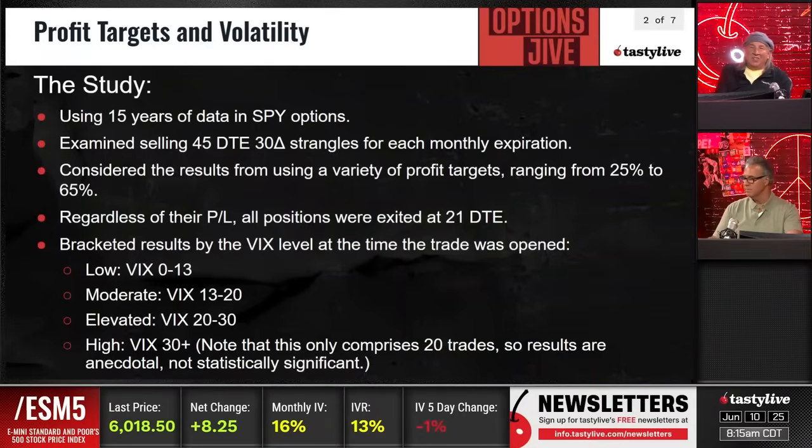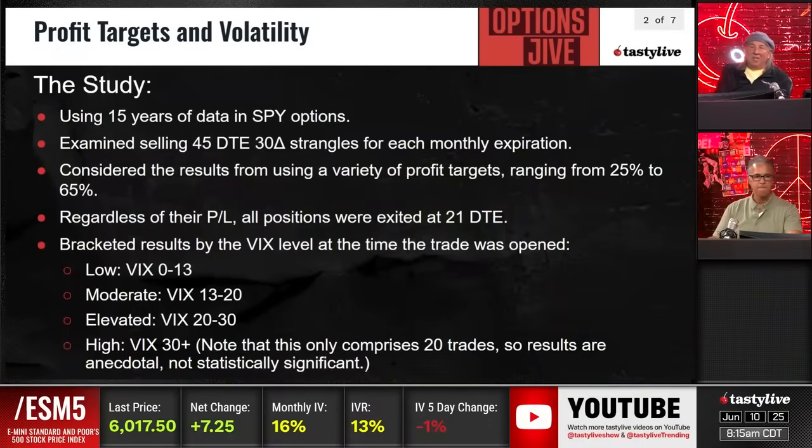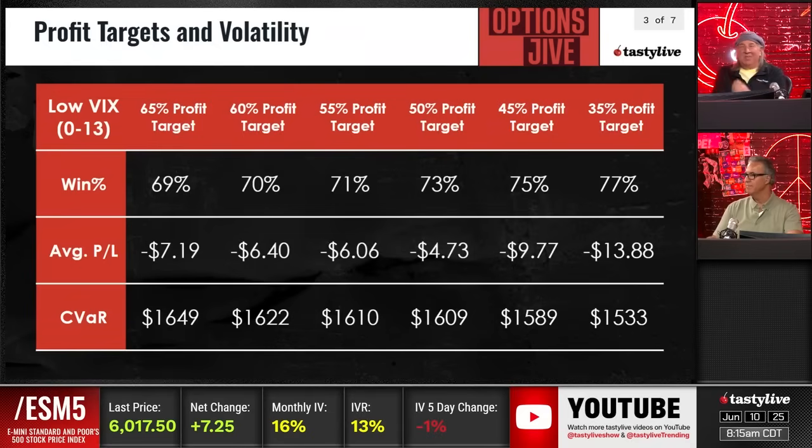So low VIX, 0 to 13. We're currently above that. Moderate VIX, where we are right now, 13 to 20. Elevated, 20 to 30. And high, over 30. Note that the high VIX only comprises 20 trades. So the results are anecdotal, but not statistically significant. Well, there's not a lot of days when the VIX is over 30.